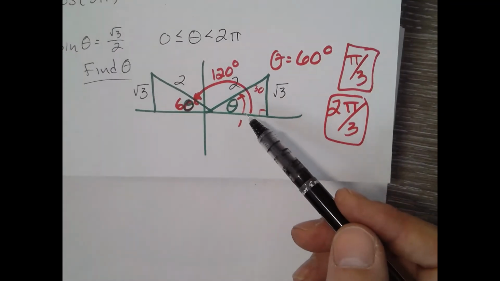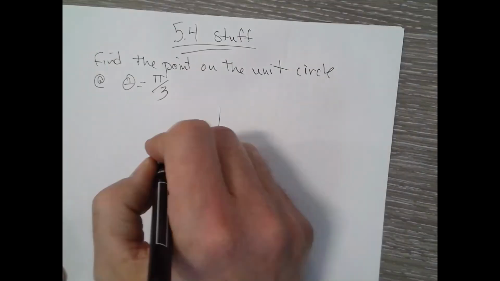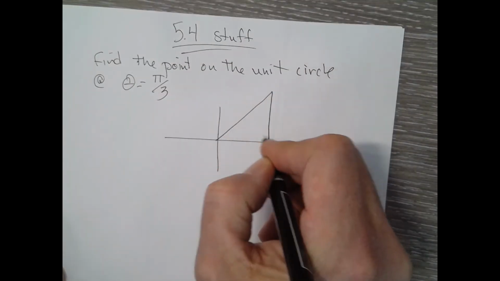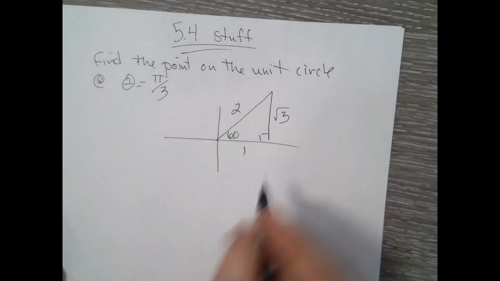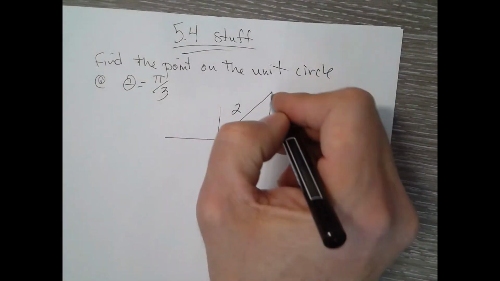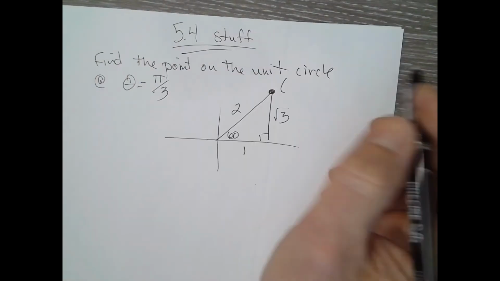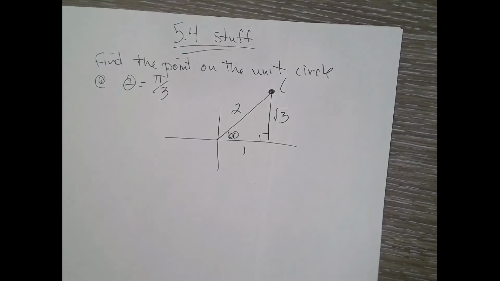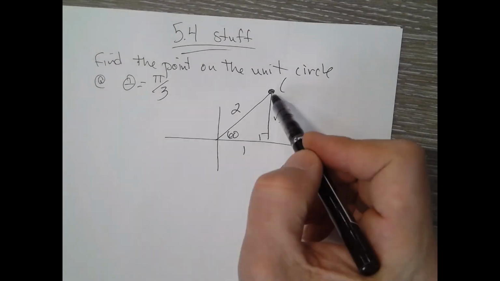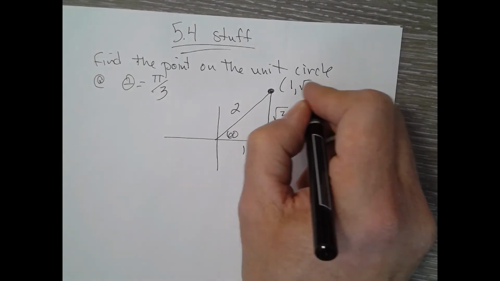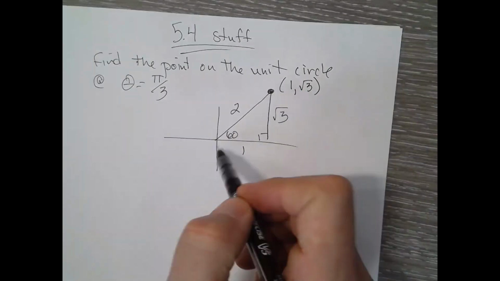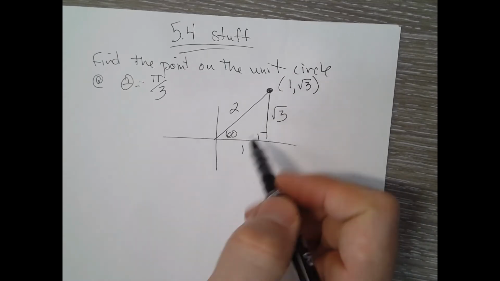So this is our triangle that we already have drawn. I'm going to draw it again here. Pi over 3 is a 60 degree angle. This is square root of 3, this is 2, and this is 1. So this ordered pair right there is what? Can somebody tell me what that ordered pair is? 1 comma square root of 3. Very good. That ordered pair is 1, square root of 3.